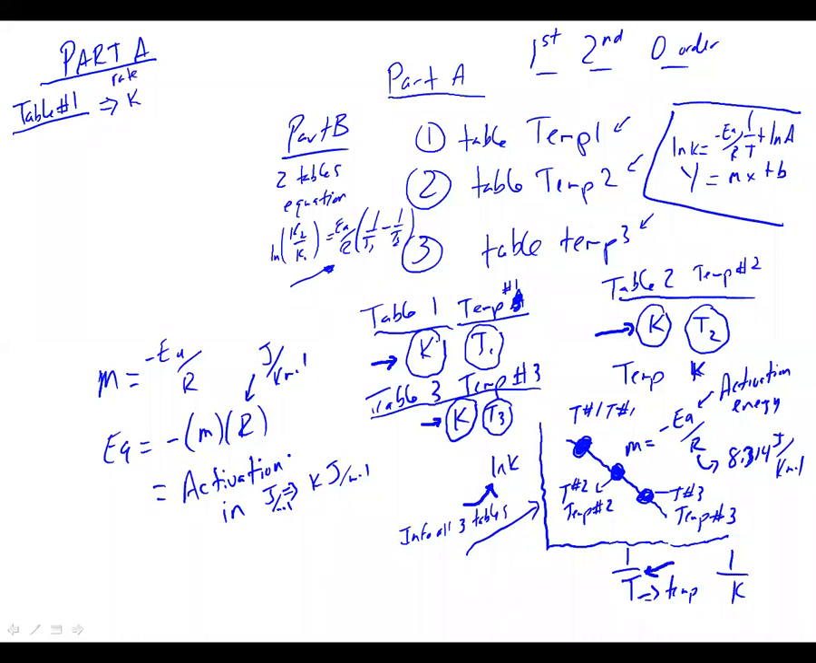That corresponds to one temperature in Kelvin. And same thing when you go to table number 2, when you go through all the data analysis and the graphs, you'll end up with one rate constant for that table. That corresponds to one temperature in Kelvin for that.